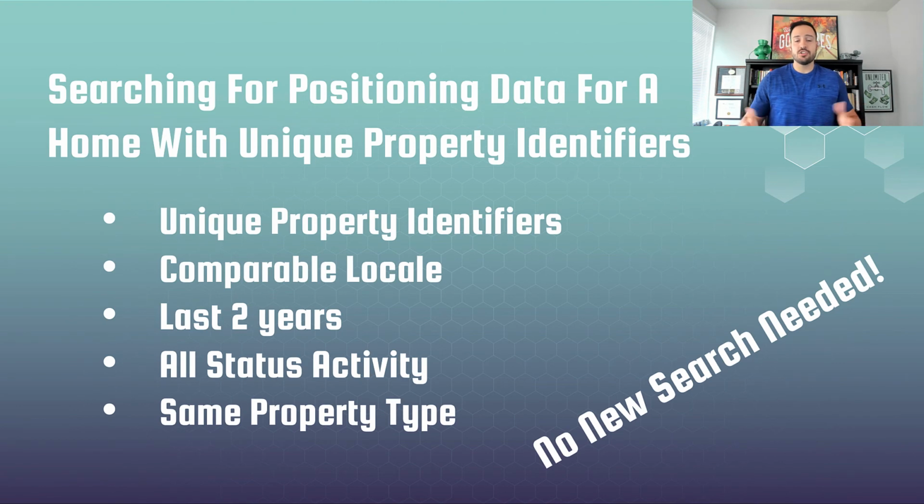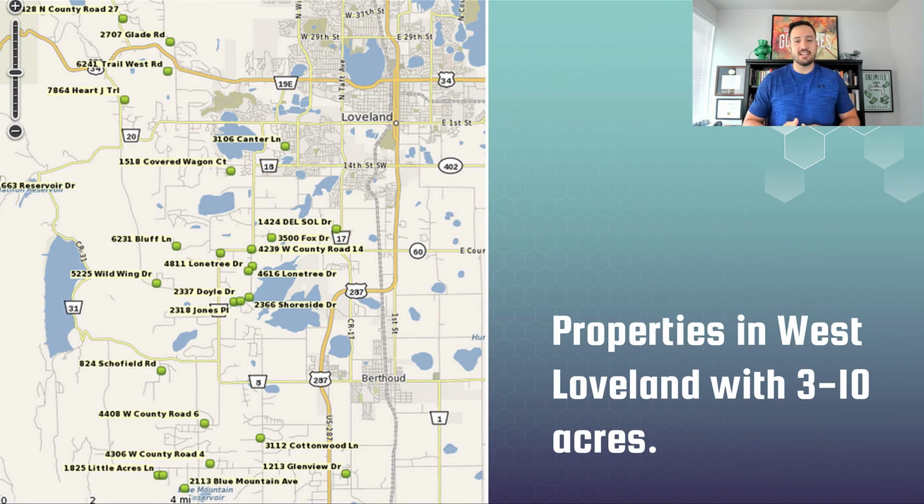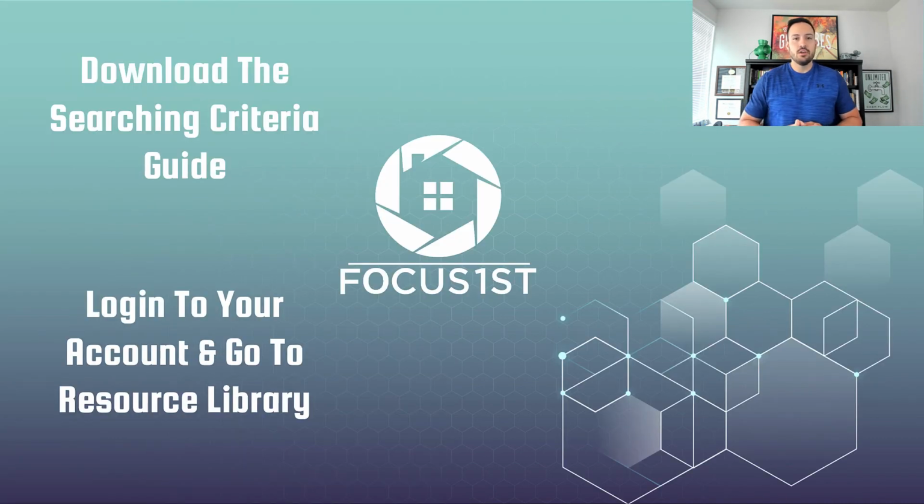So there's no new search needed. We would go ahead and position then against the same homes. These here are the homes that were actually actively for sale during the time, and that's giving us the right information to go ahead and position now. Hope this clears some of that up for you.